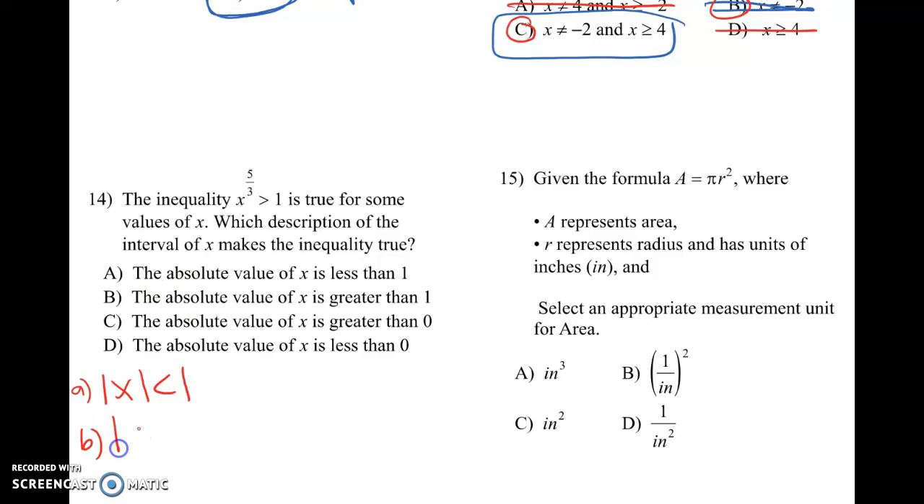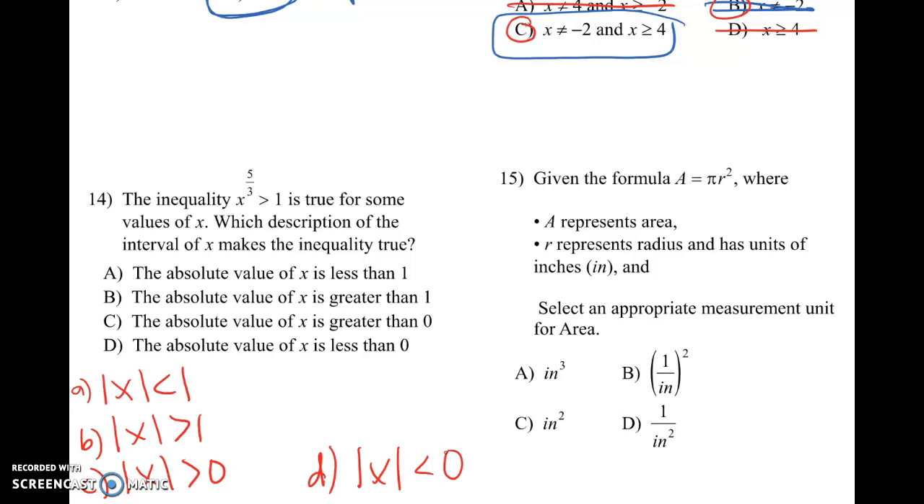B is saying the absolute value of x is greater than 1. C is saying the absolute value of x is greater than 0. And D is saying the absolute value of x is less than 0. So let's think about what this means.